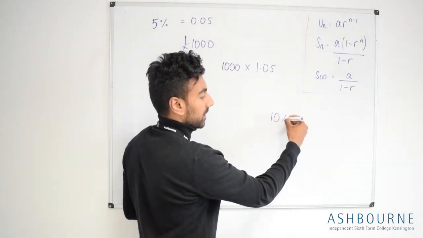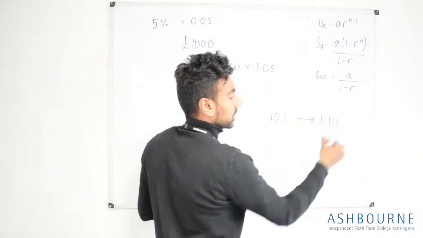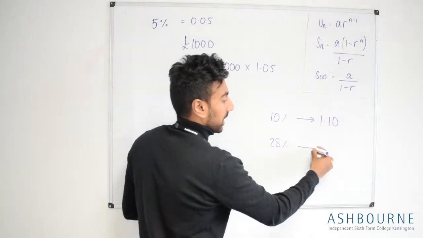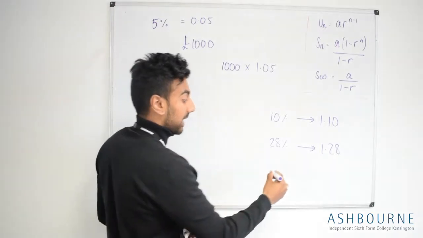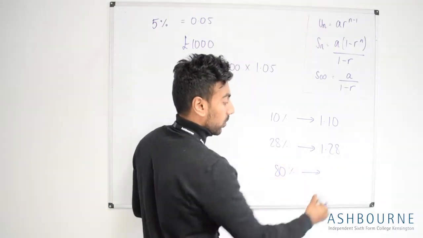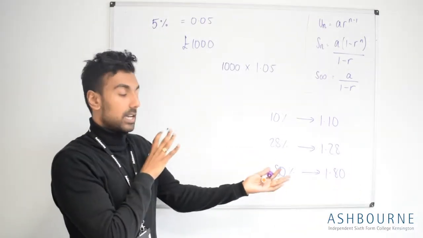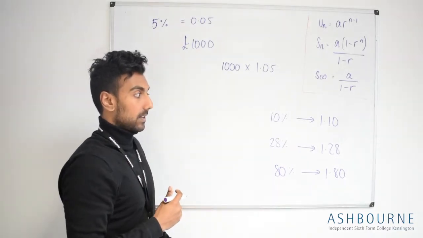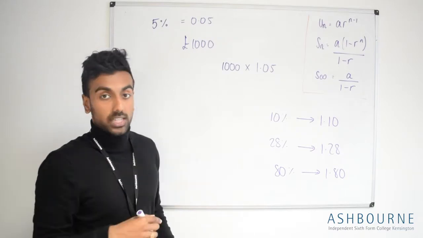If I had a 10% interest rate, I would then be timesing by 1.10. If it was 28%, it would be 1.28. And similarly, if I had 80%, it's going to be 1.80. Okay, make sure you're happy and you understand how to transfer from an interest rate into a common ratio. That's when you're increasing. But say you are decreasing.